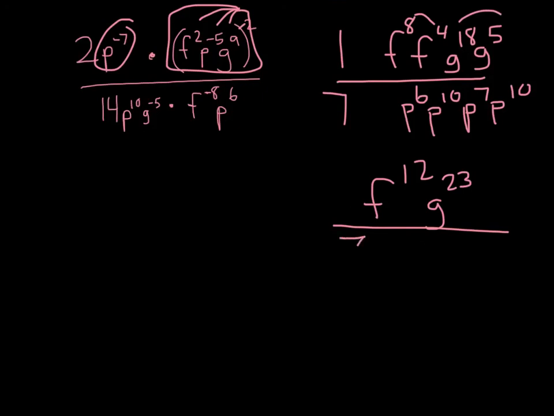I still have a 7 on the bottom that I need to deal with. And then all of these p's go together, so I end up with 6, 16, 23, 33. So p to the, what did I say, 33? So there it is simplified.